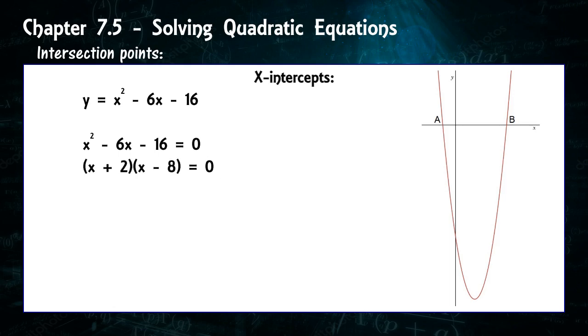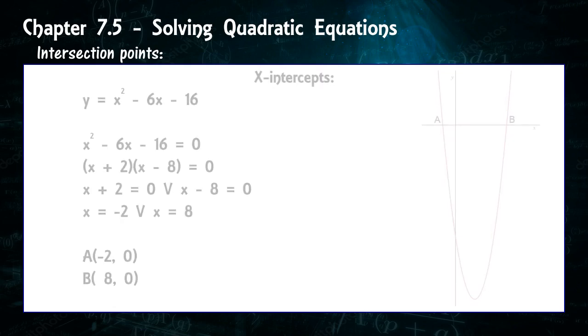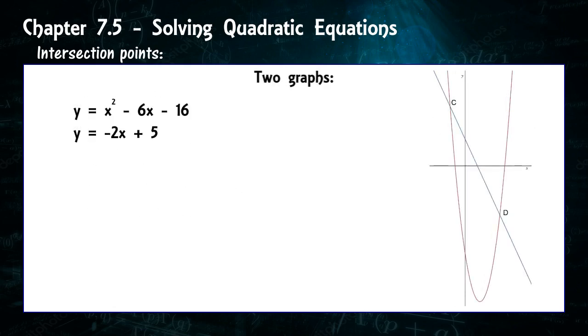With the necessary steps, we can find the solutions x is minus 2 and x is 8. So the coordinates of A are (-2, 0) and the coordinates of B are (8, 0). But what if I don't want to find the x-intercepts of a parabola, but the intersection points of a parabola and a linear function, for example, these two?